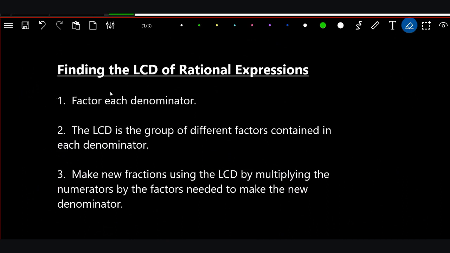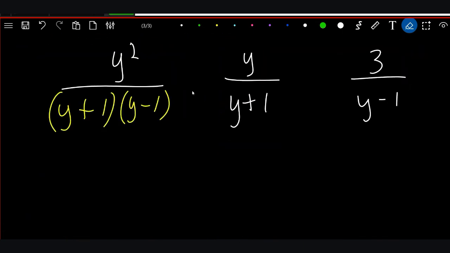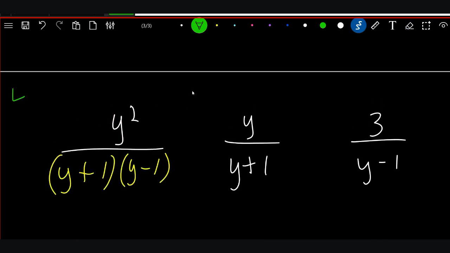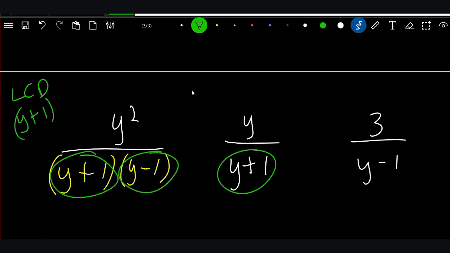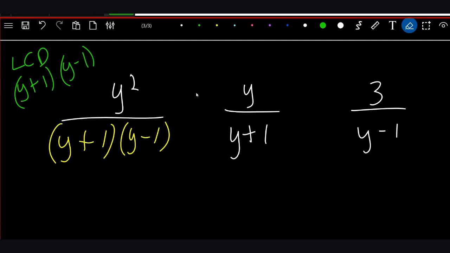The LCD is the group of different factors contained in each denominator. So let's look at these different factors that are here. So what is our, I'll write the LCD right here, LCD. What is our LCD? Look, there's a y plus 1, and we have a y plus 1 over there. We only need to write y plus 1 once, y plus 1. We have a y minus 1, and we have a y minus 1. So we write that one once, y minus 1. Okay, we only write the pairs one time. All right, so there we go. That is our LCD. A little bit simpler than the last one.